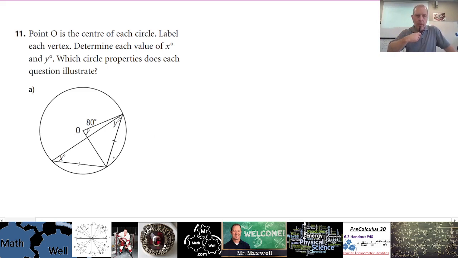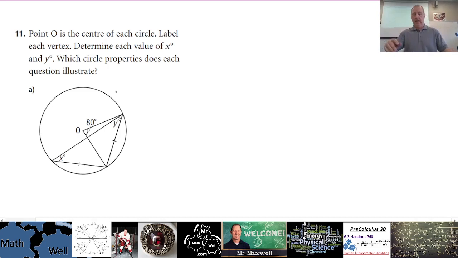Point O is the center of each circle. So here's 11A. Label each vertex. Determine each value of x degrees and y degrees. Which circle properties does each question illustrate? Okay, so x degrees, y degrees.